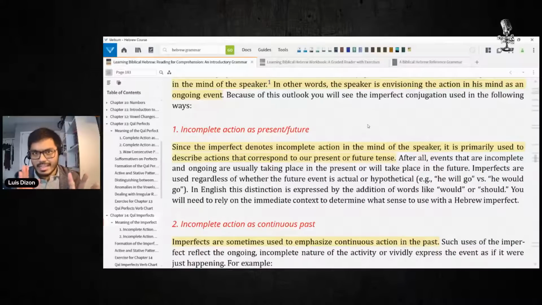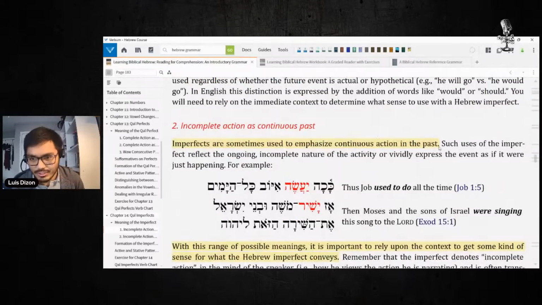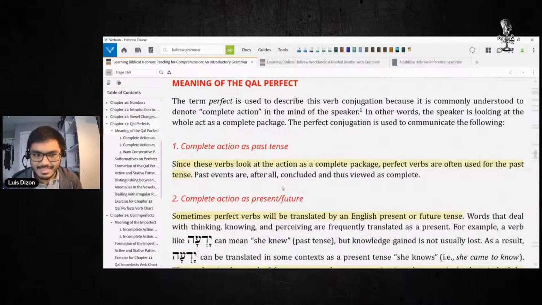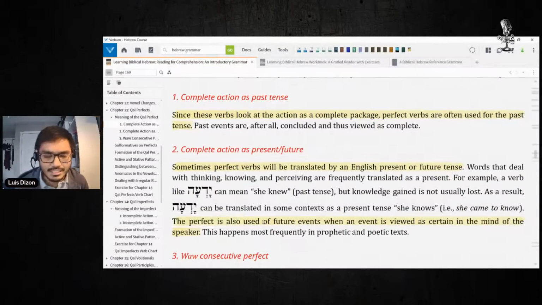Now, this is why verbal aspect can be confusing, because the incomplete action can also be used to denote a past event, which can be odd because you might have it in your head that the perfect verb denotes past action. But as we learned, that's not always the case. In fact, the perfect verb can denote present or future action, especially in prophetic passages of the Hebrew Bible.